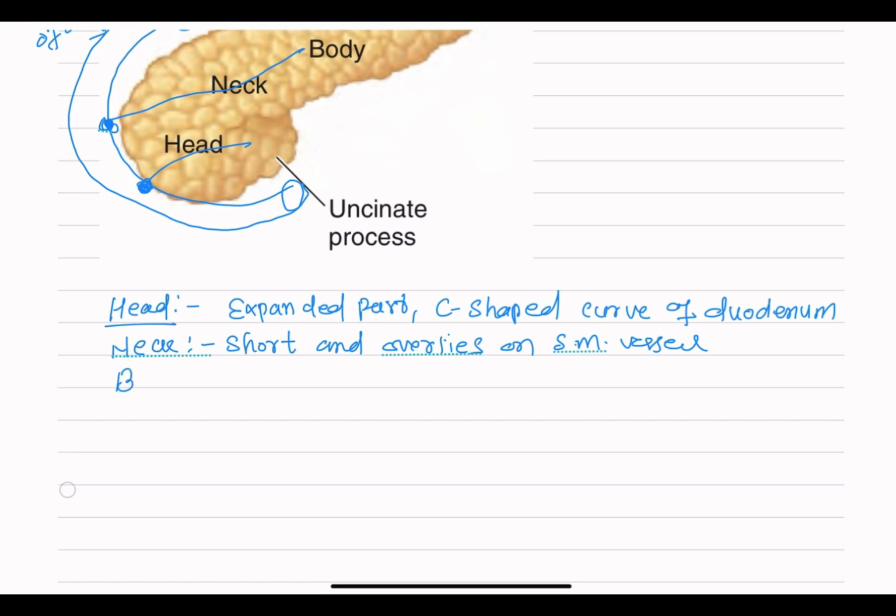So next is the body. Body is located left of the superior mesenteric artery and the superior mesenteric vein. We also notice this during the artery supply. So for now we have to know where is the location. So, left of superior mesenteric artery and superior mesenteric vein.